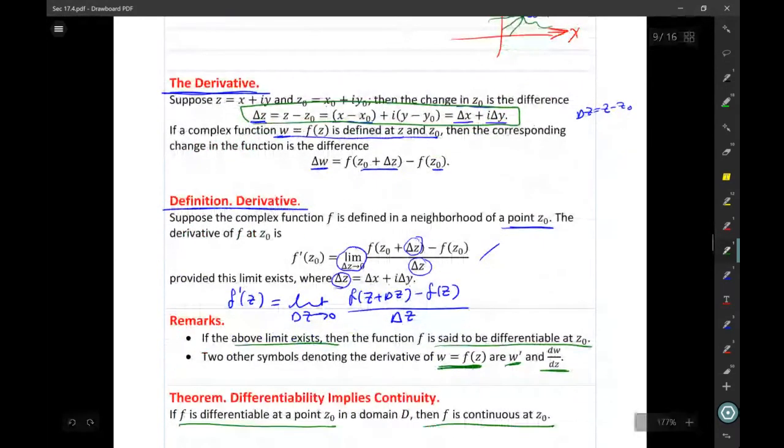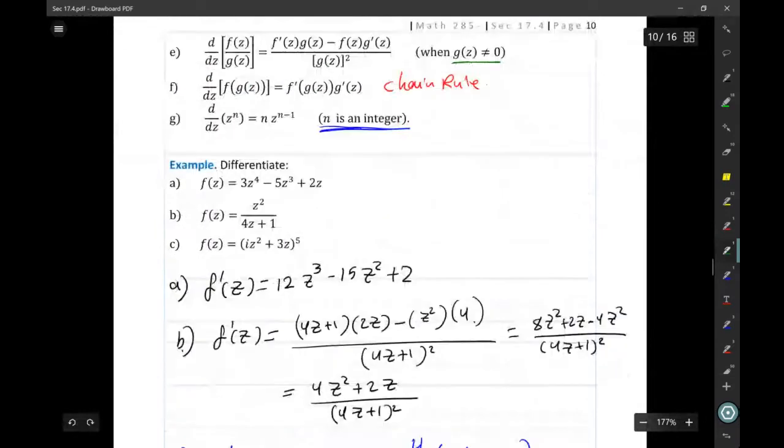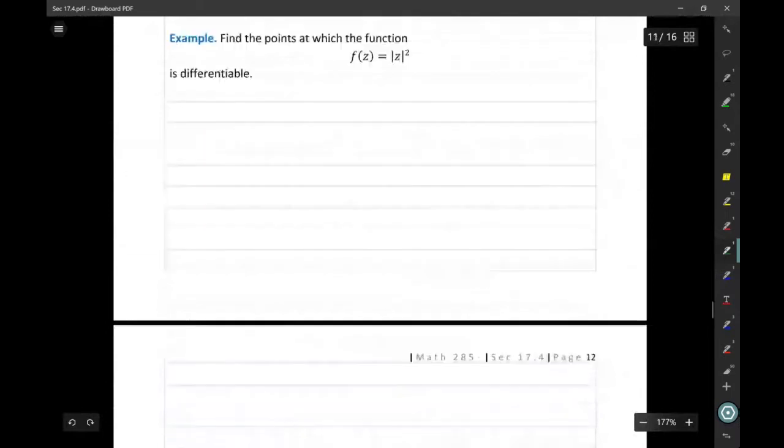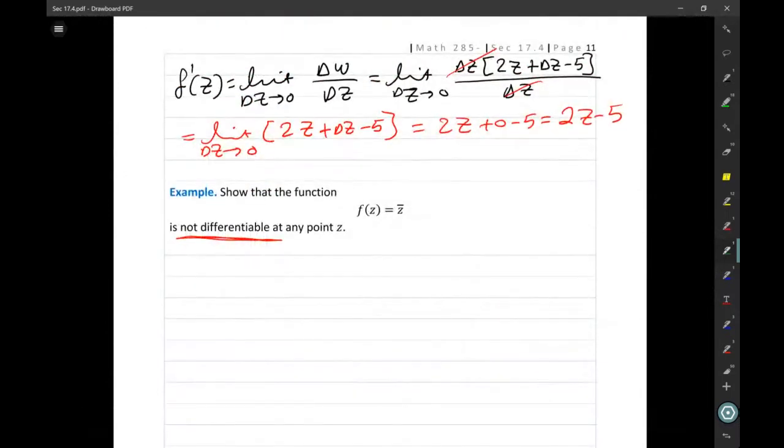We have done the rules and some examples, just a direct substitution for the rules, and let us do the next two examples. The example says that the function f of z is equal to z conjugate and is not differentiable at any point z. To show it is not differentiable, I have to show that the limit of the derivative does not exist, which is enough by showing two different paths with two different limits.